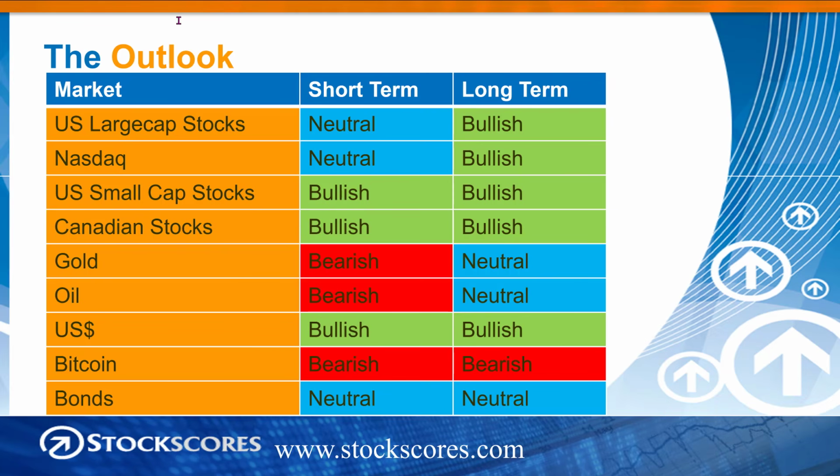So my ratings then: neutral on the short term for both US large cap and NASDAQ, but still bullish long term. US small cap and Canadian stocks, bullish on both time frames. Gold, bearish, but long term neutral as we are at that upward trend line where it may bounce. Oil's bearish. I've kept it on neutral long term because I still think there is some potential for upside moves based on headlines, and you never know when those can happen. US dollar bullish on both time frames, Bitcoin bearish, and bonds neutral.